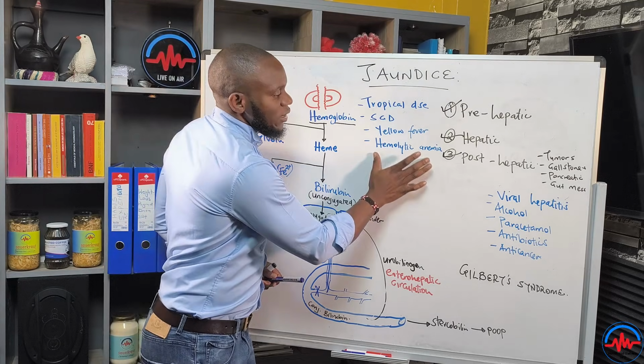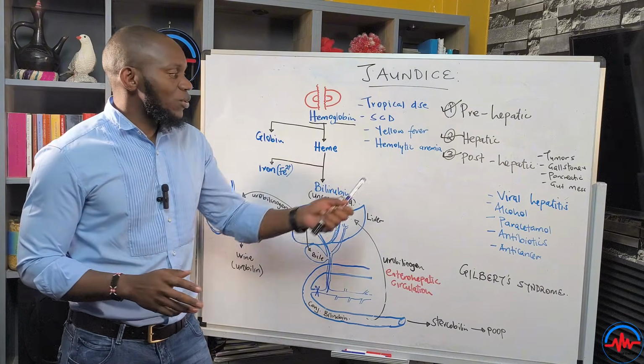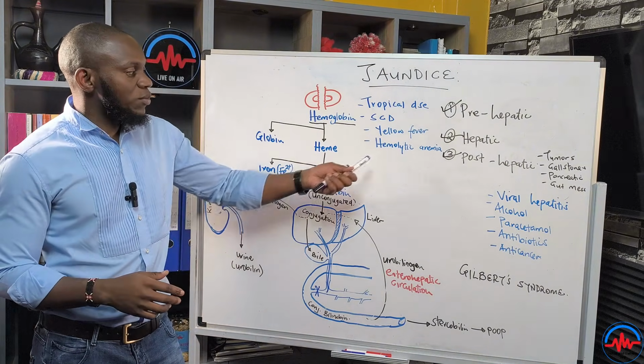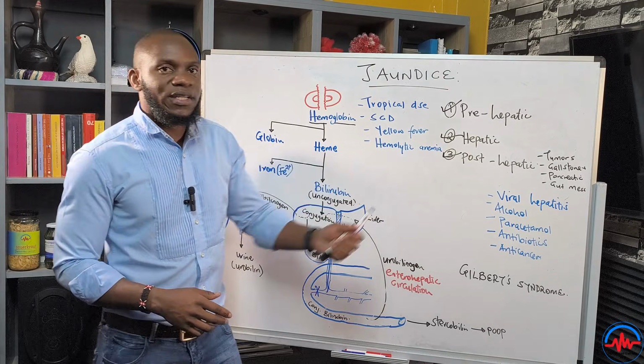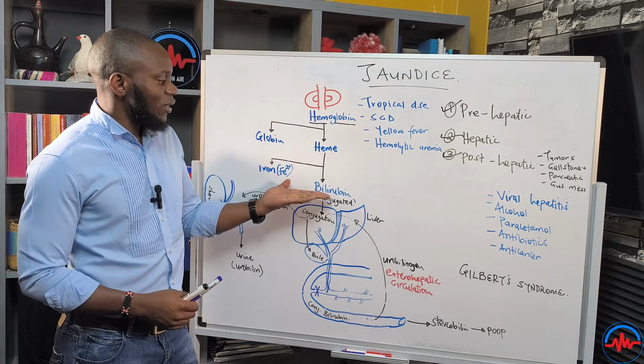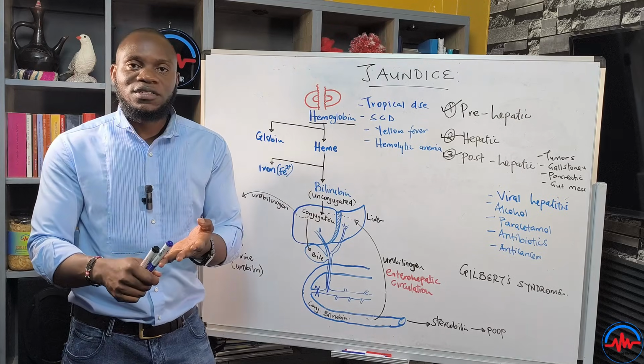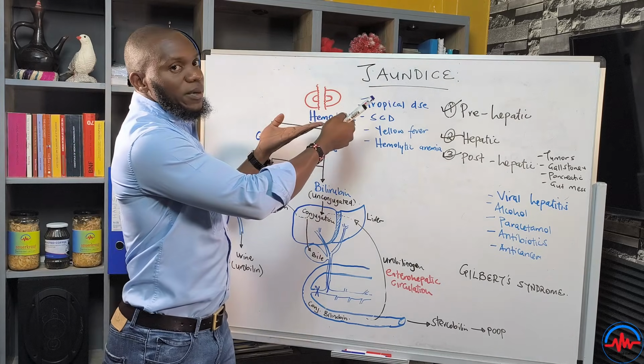All right, and then hemolytic anemia, whether in adults or the one in the newborns, all because of the rhesus factor. All these are conditions that lead to pre-hepatic jaundice. So once you understand that, you simply know this is happening in the spleen and in the blood system. That's pre-hepatic jaundice.